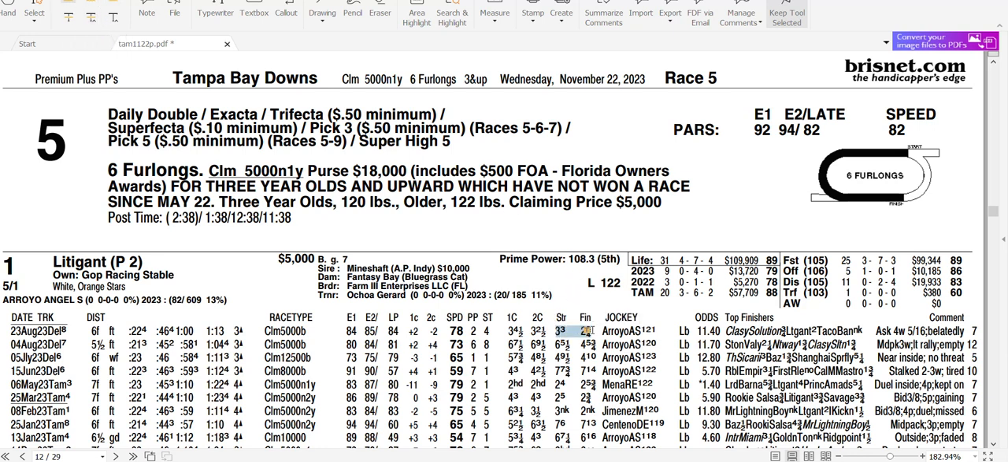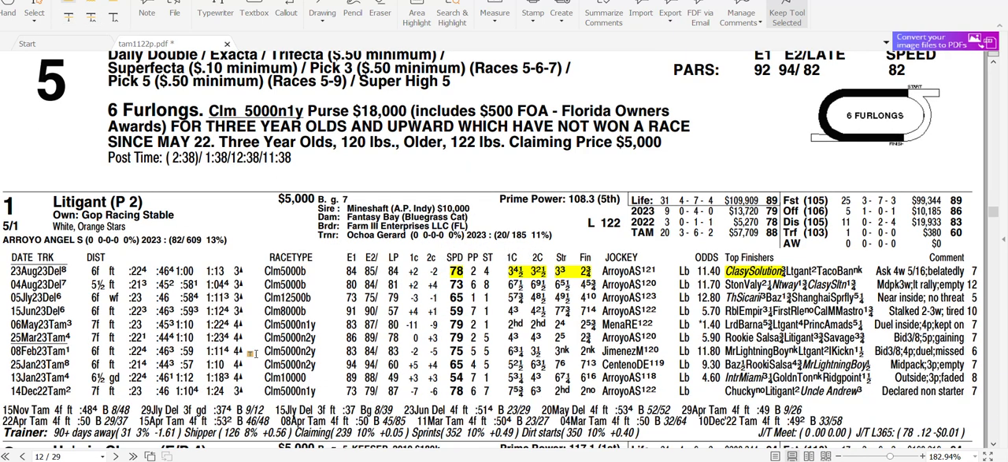Okay, so we have the stretch move highlighted here. We also have a turn move. Okay, two lengths gained, even though there was no gain in position, and it's a next out winner at today's distance, matching this horse's running style. So I'm going to use this race here as the race to run the velocity through. So this horse here, the one horse, is going to be a keeper.